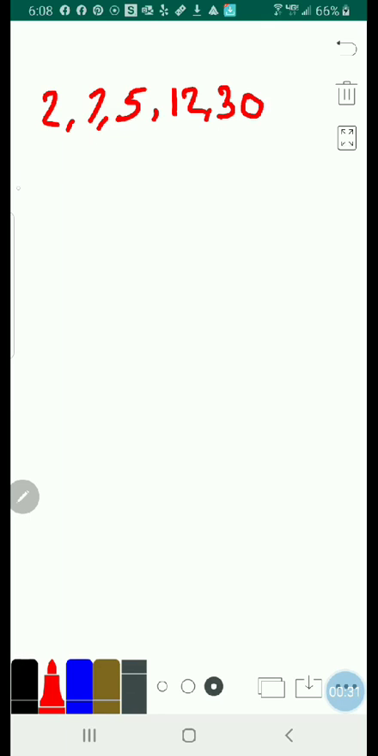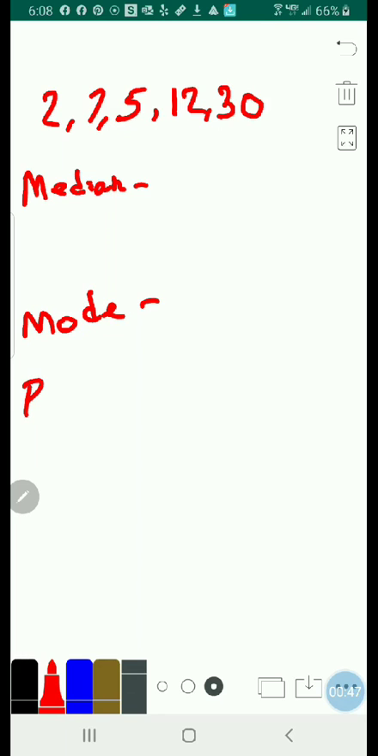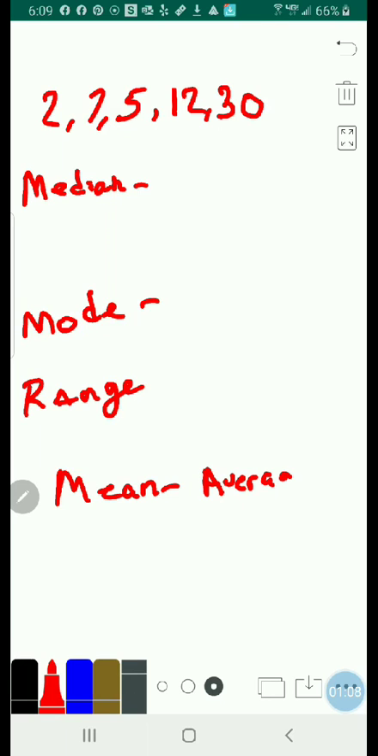So we are going to find the median. We're going to find the mode. We're going to find the range. And we're going to find the mean. Okay? So we're going to start with the mean because we've done that previously, so we've learned about that. So the mean just means the average. Okay, so we're going to find the average.